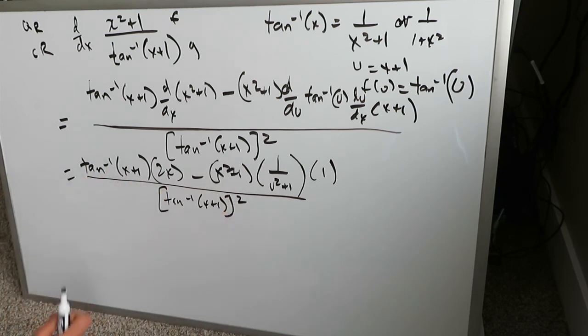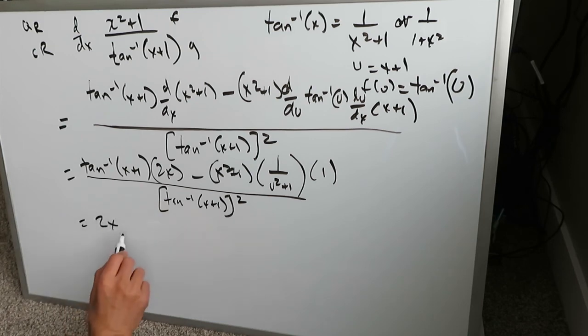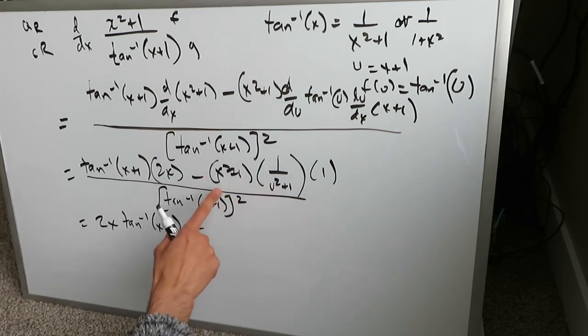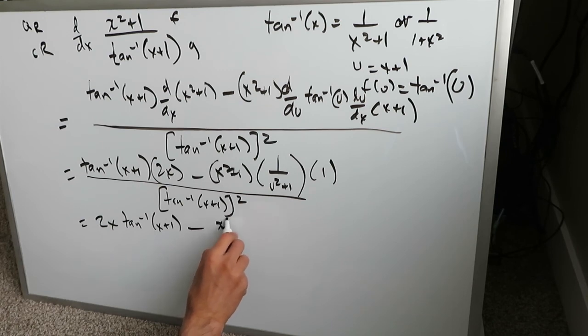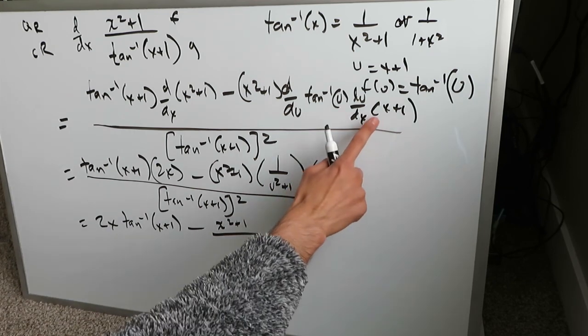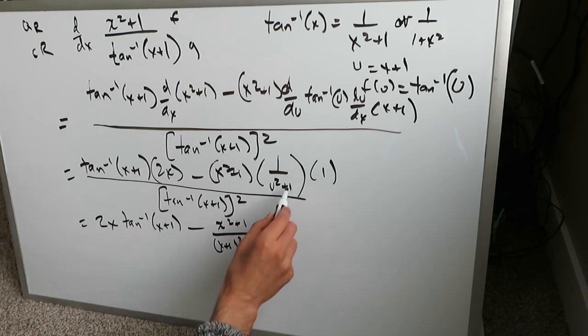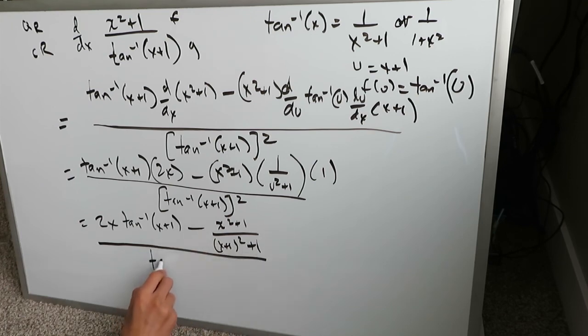Now let's bring this coefficient 2x over here on the other side, because it's always better to have it as a coefficient. 2x times tan minus 1 of x plus 1, minus, now look over here, x squared plus 1 is on the numerator, and you have in the denominator u squared plus 1. But what did u represent? U represented x plus 1, so you have x plus 1 whole squared plus that 1. What do we end up with over here? In the denominator we have tan minus 1 of x plus 1 whole squared.